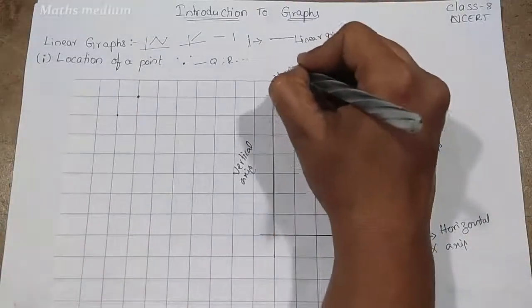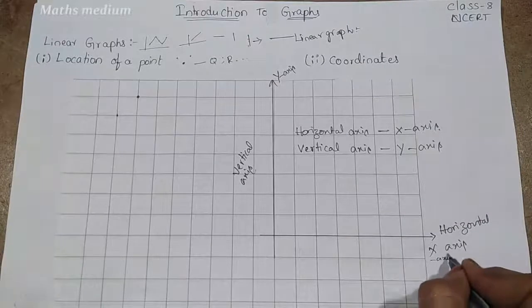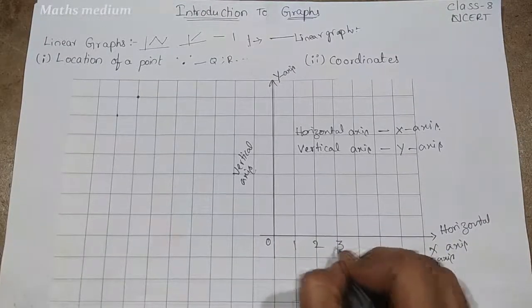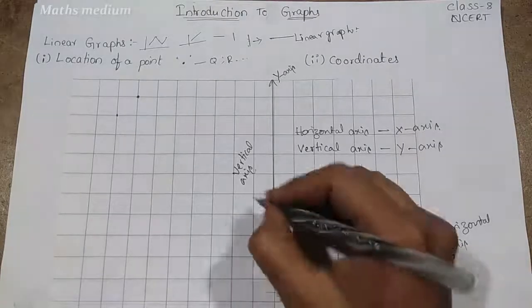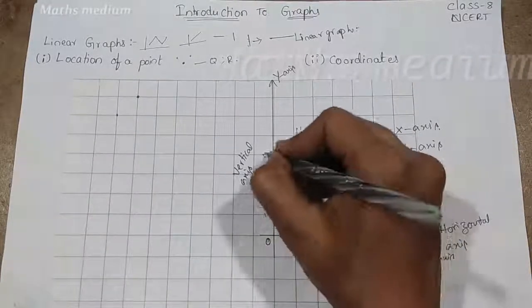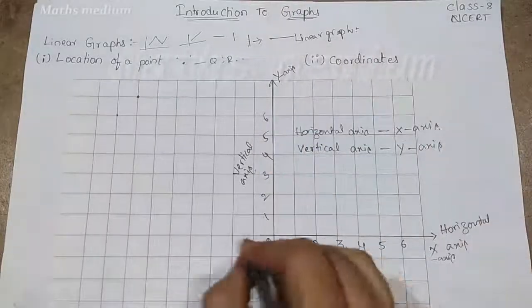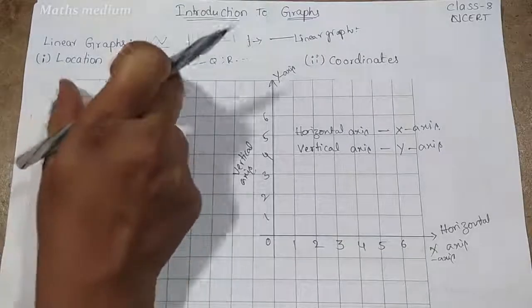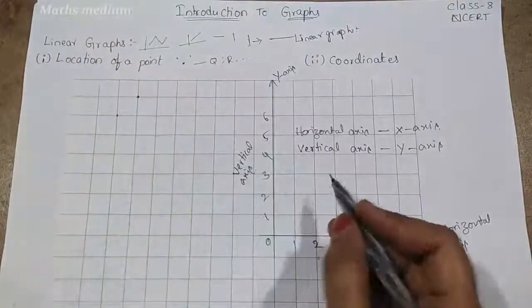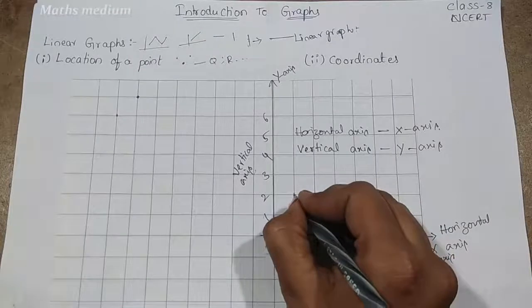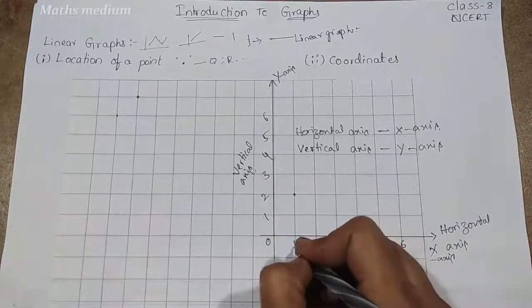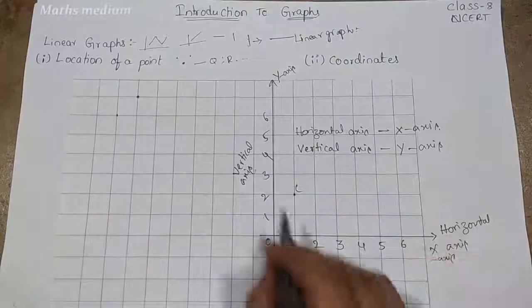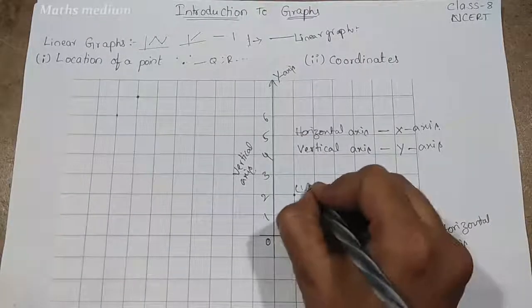So y-axis, x-axis. Now this is 0, 1, 2, 3, 4, 5, 6. Here also 1, 2, 3, 4, 5, 6. Now I am locating a point here. See, I am locating a point here. So this is 1 point on the x-axis, 2 points on the y-axis. So here we are calling this 1, 2.